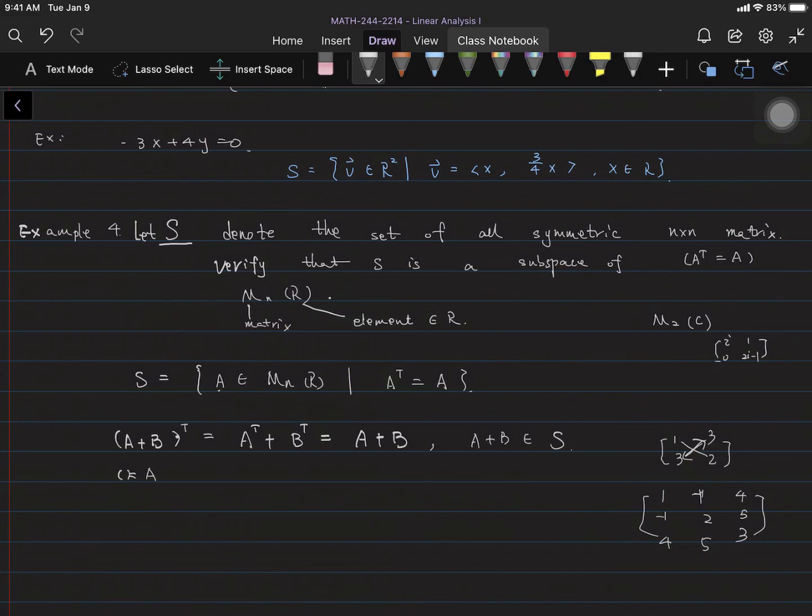Next thing, for scalar multiplication, K, we can take that out. KA transpose is K times A transpose, which is K times A. So you can see KA transpose is the same as KA. So we say KA also belongs to S. So we say S is a subspace of MnR. Okay, can you see what the meaning of subspace is now? It's more general. It's not just R2, R3. It can be a matrix vector space.